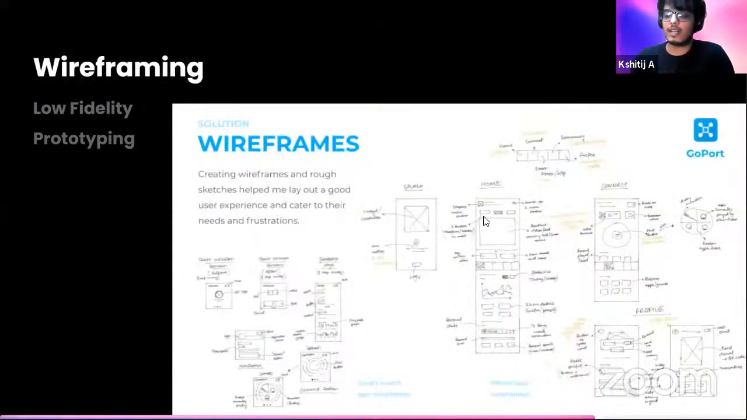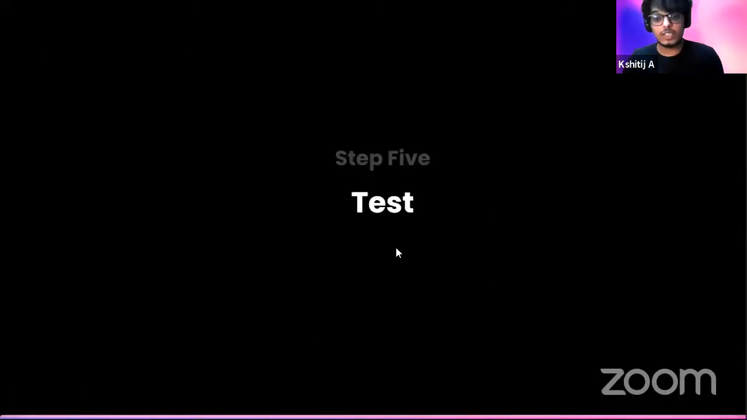Then there are wireframes. Before you go on Figma and design it, either on paper, pen, or on iPad or anything, just draw out what each button will do, what the layout will be, and so on. And finally, once you've done all of this, you've done 90% of the hackathon. The remaining 10% is an important part, which is the testing part.